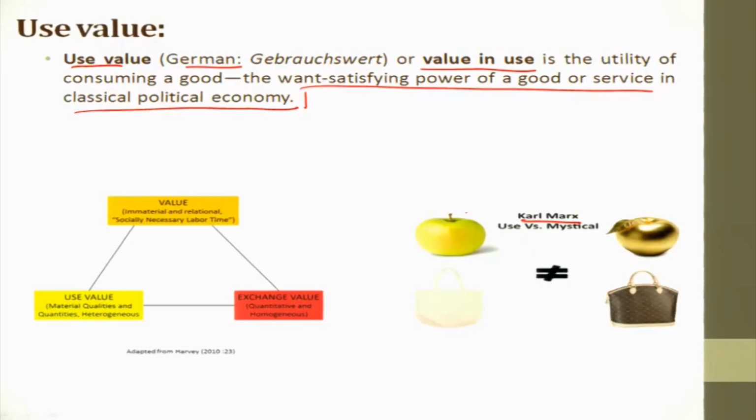Here Karl Marx compares the value of the object. In this case we have this apple, that is fruit, and a kind of antique piece that you can put in the showcase, in the display in your drawing room, but the use value is eating. This does not accomplish the use value. So the value, that is socially necessary labor time, it has use value and exchange value as its components. So these are the material qualities and quantities. These are heterogeneous. Exchange value is quantitative, and maybe it is homogeneous.